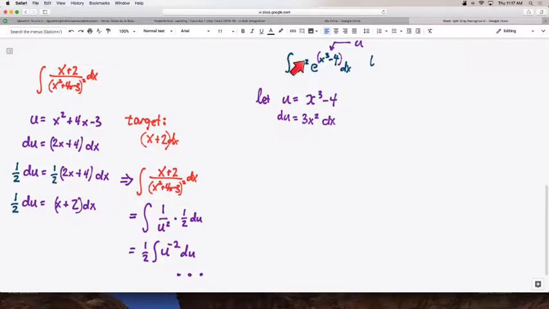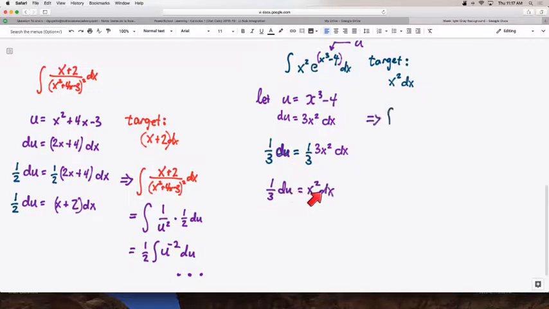Now in my equation I see x squared dx, so my target is x squared dx. In order to get this to be x squared dx, I divide both sides by 3. So now I get 1/3 du is equal to x squared dx. The x squared dx can be replaced by 1/3 du. The e to the x cubed minus 4 is just e to the u.